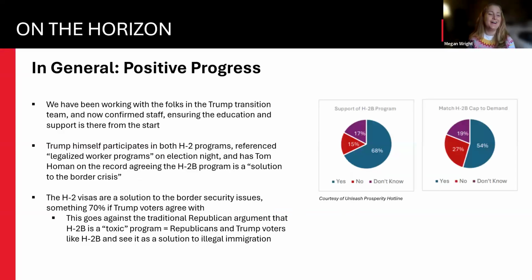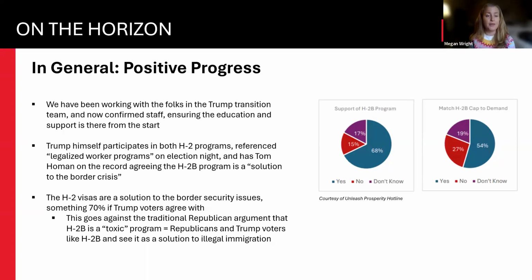All that being said, we actually are making positive progress again from an H-2 specific lens in terms of overall education, showing that, believe it or not, even on the right side of things, meaning Republican side of things, there is overarching support for the H-2 programs, and in these charts specifically the H-2B program. We even have Tom Homan on the record saying that the H-2B program is a potential solution to the border crisis. So again, really reiterating that narrative that not only are these programs a solution, but in H-2B specifically, we need to think about an overarching program fix.